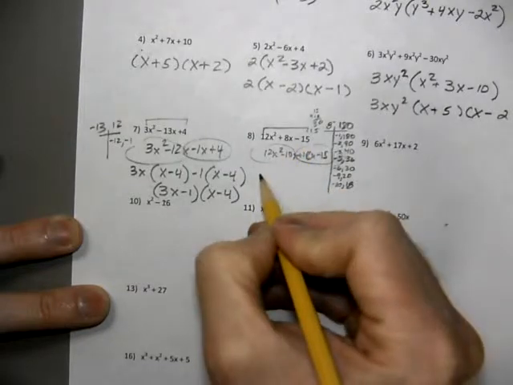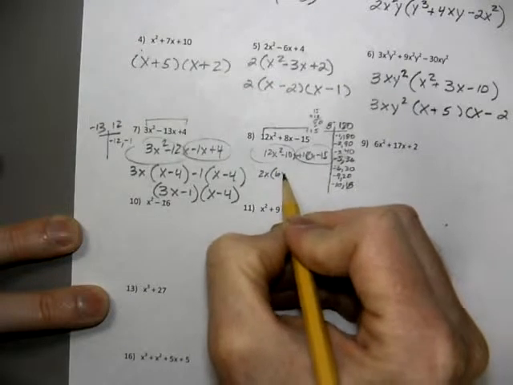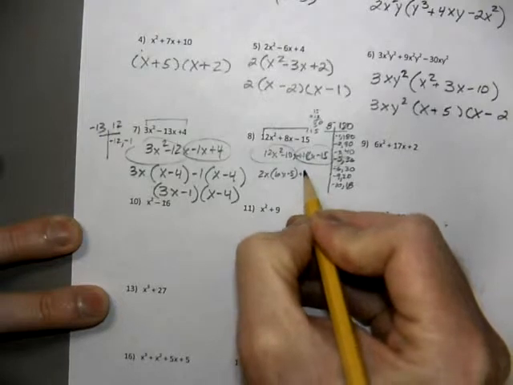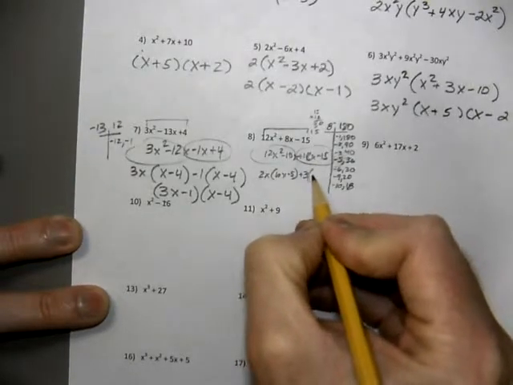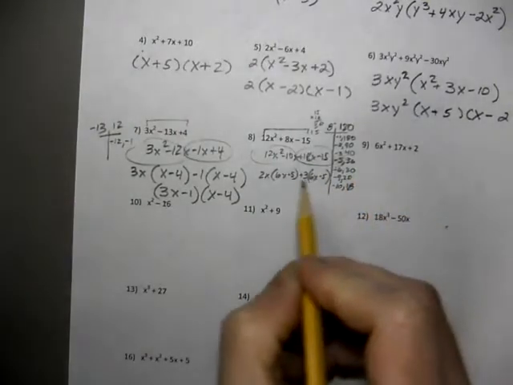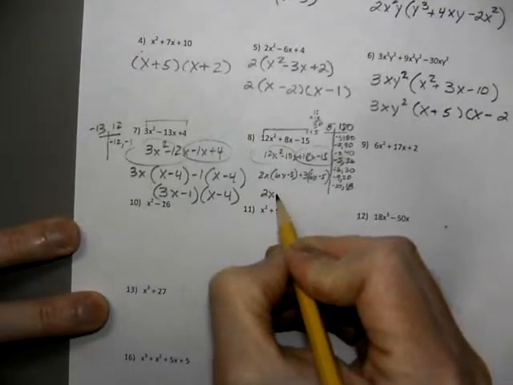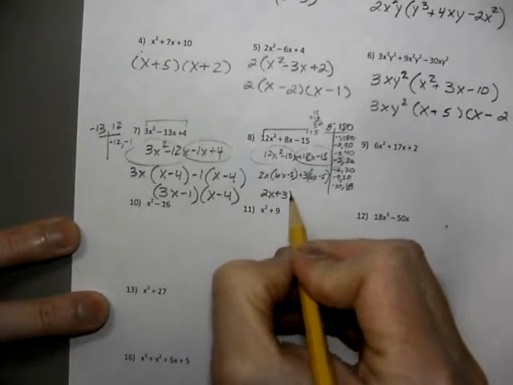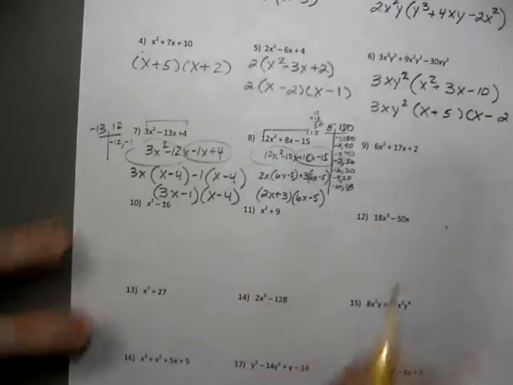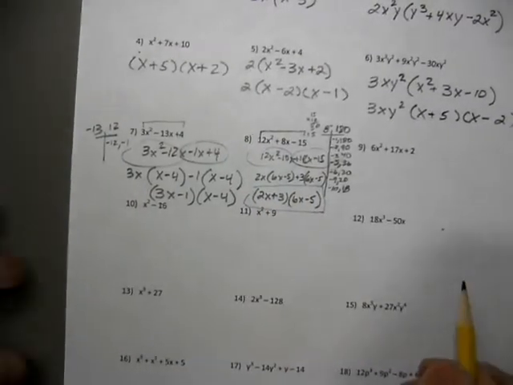Factor out what you can. Bring down your sign. Factor out 3 times 6, 3 times negative 5. What's inside the parentheses has to be exactly the same. That was a tough one.